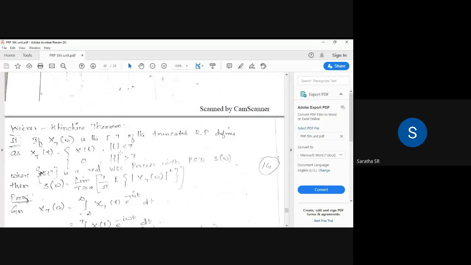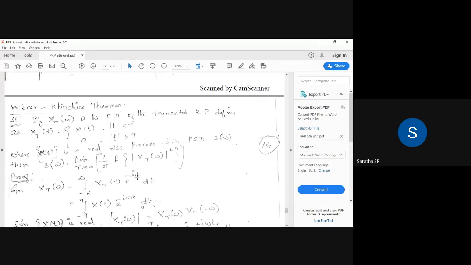So here, for modulus tau less than T, we take x of t. For greater than T it is 0. If you take it like this, x of t is a WSS process, and the power spectral density S of omega is defined like this: 1 by 2T E of modulus XT of omega the whole square. That's it. This is the time domain function, so for this we take the frequency domain function. The statement only we want. No need for the proof. If they ask for the proof, I will explain later.